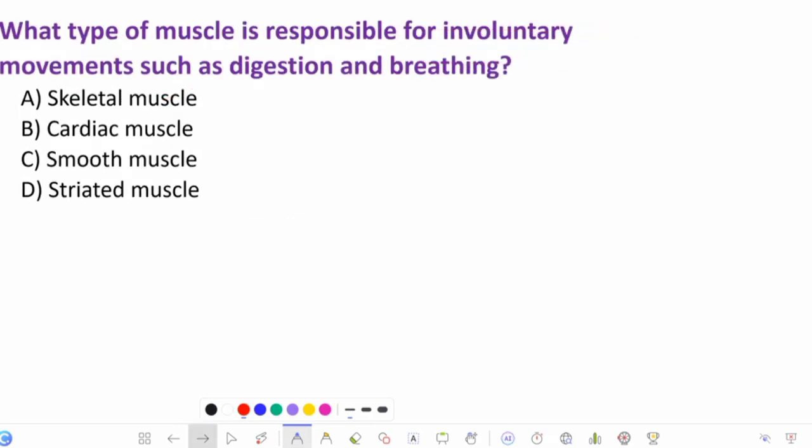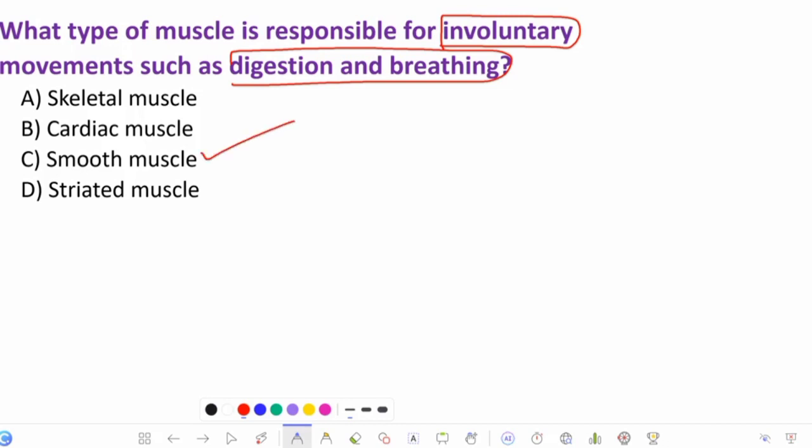Next one, what type of muscle is responsible for involuntary movements? Involuntary means those functions which are not in our control, such as digestion and breathing. Digestion, movement of the stomach, and breathing, movement of the lungs, which is responsible for gas exchange. So skeletal muscle, cardiac muscle, smooth muscle, striated muscle. Smooth muscles are responsible for involuntary movements such as digestion and breathing.